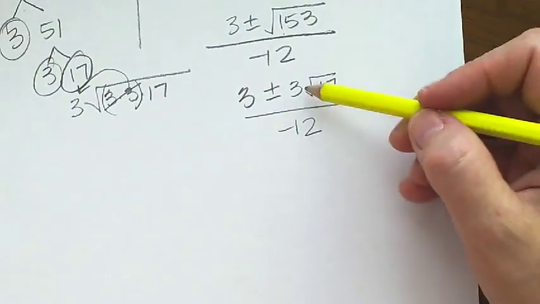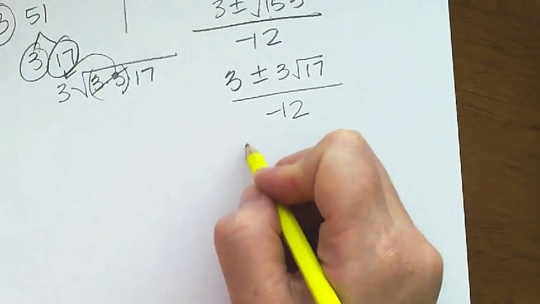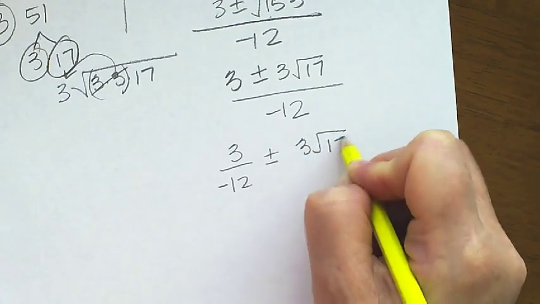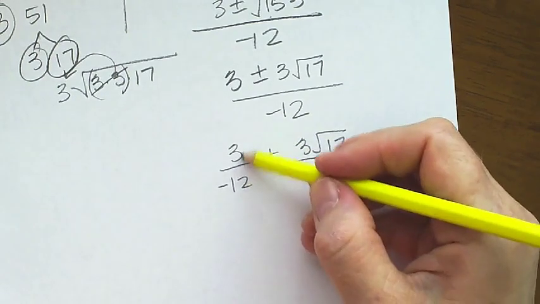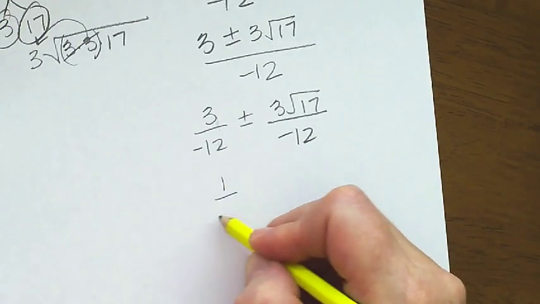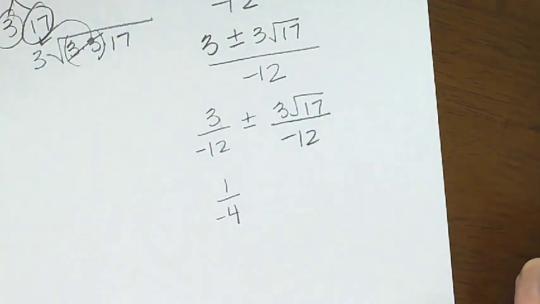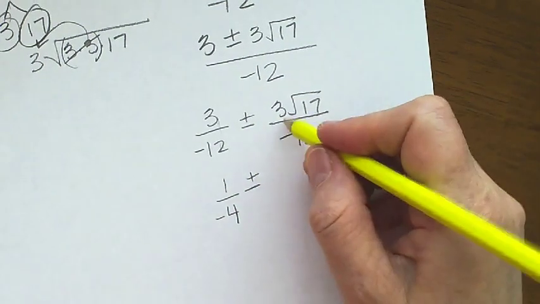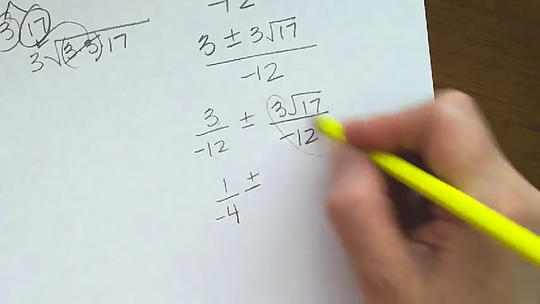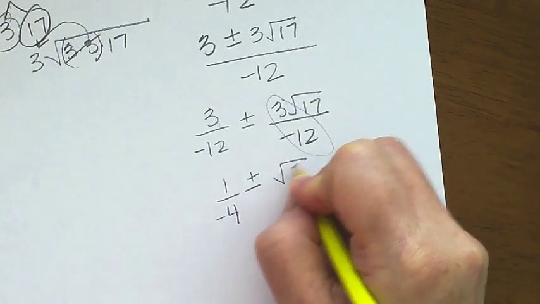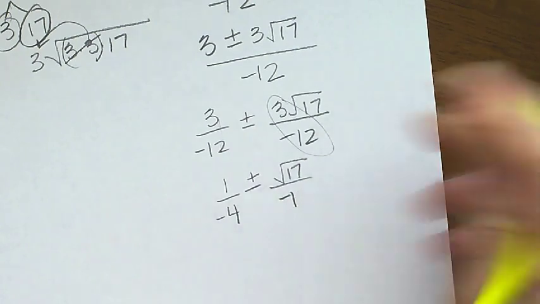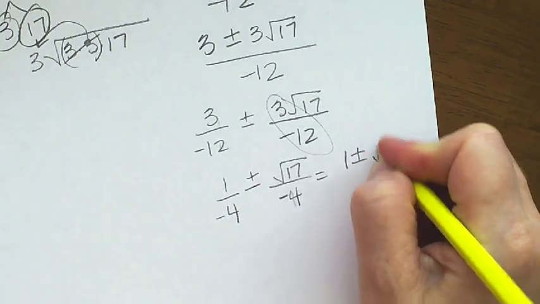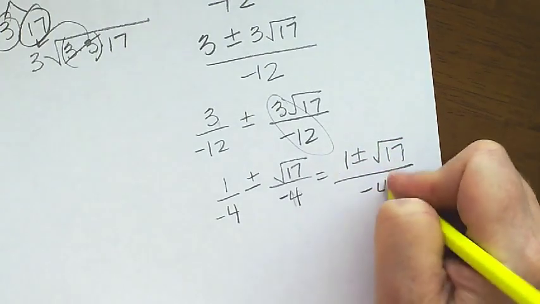And what they are going to do is reduce. So if it helps, you can split this up. You've got 3 over negative 12 plus or minus 3 square root of 17 over negative 12. Well, this is going to reduce to 1 over negative 4, and this reduces to 1 over 4. So you get the square root of 17 over negative 4. A little confusing, but you'll probably be able to pick out the right answer, even if you mess up on that part. Now they're not going to write it separately. They're going to write it as 1 plus or minus the square root of 17 over negative 4.